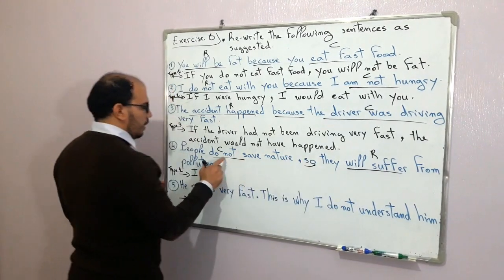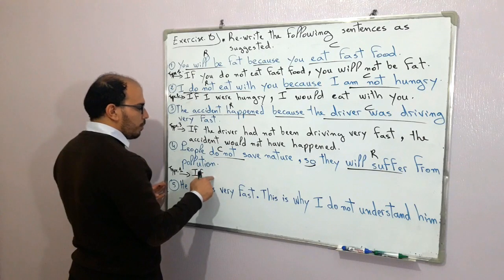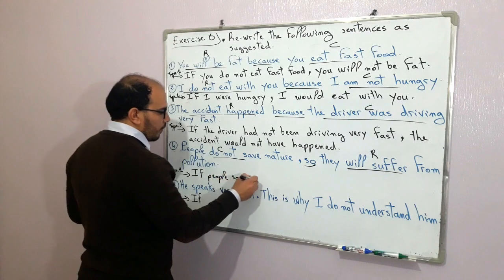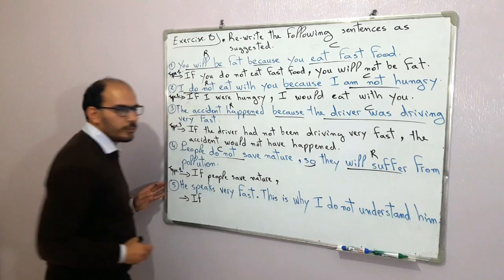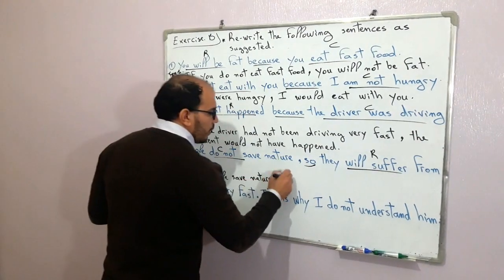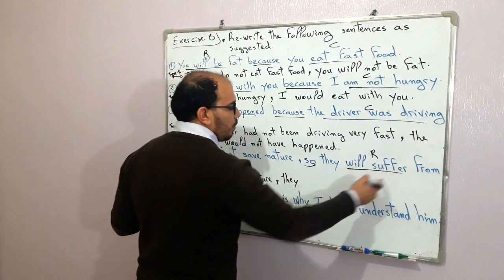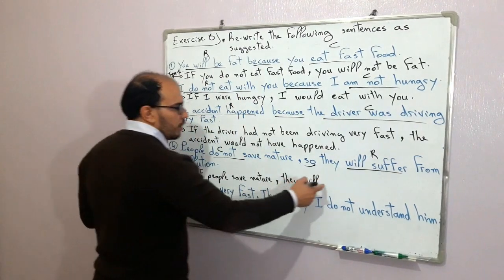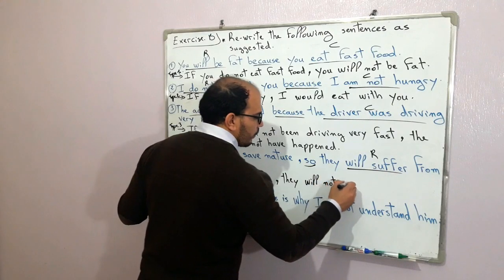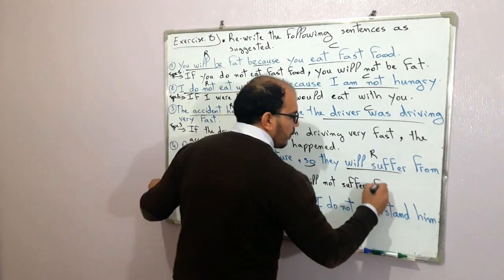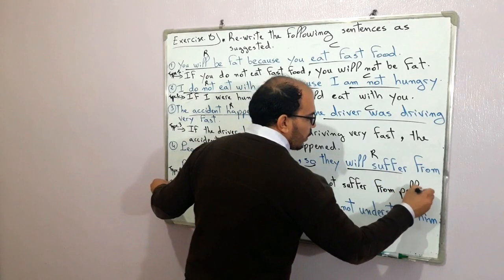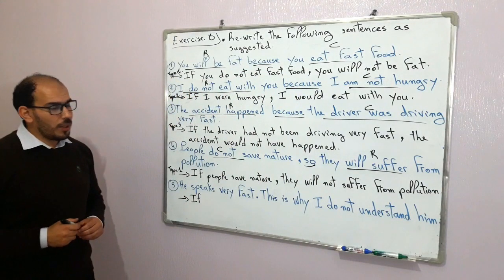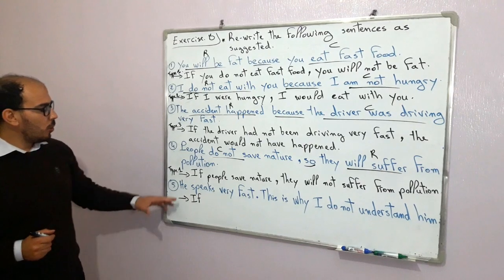So, if this is the condition, people don't save nature, I have to put it in simple present, affirmative, so: if people save nature, they will suffer from pollution. Here we have to put not. They, and type 1, simple future, they will not suffer from pollution. If people save nature, they will not suffer from pollution.